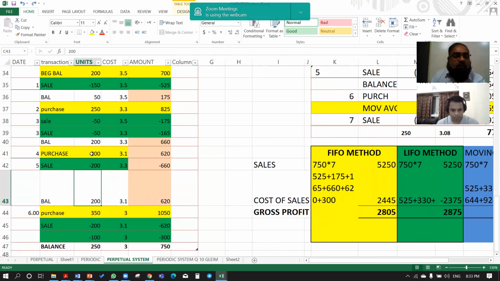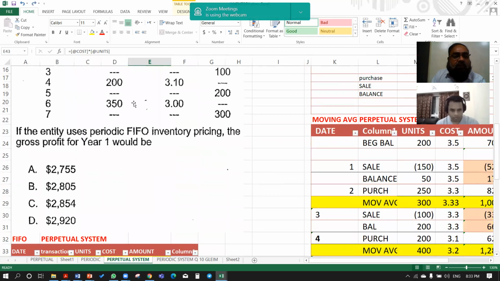So this is 200 into 3.1, right? Yes. 200 into 3.1, 620 is left. This is the balance, right? Yes. This is the balance. Now come again. We have done the fifth one.